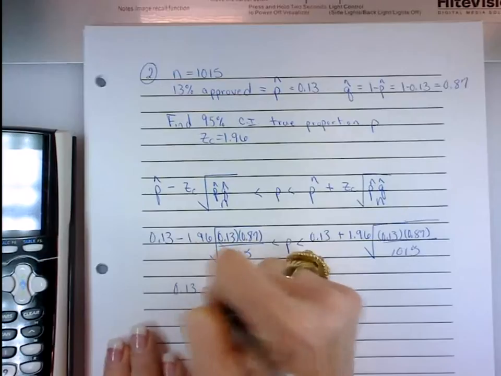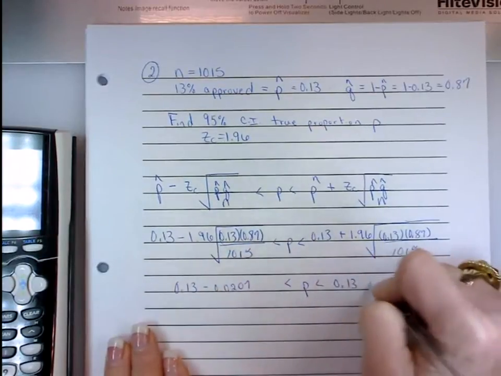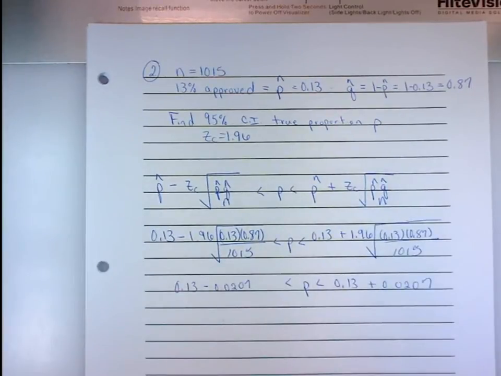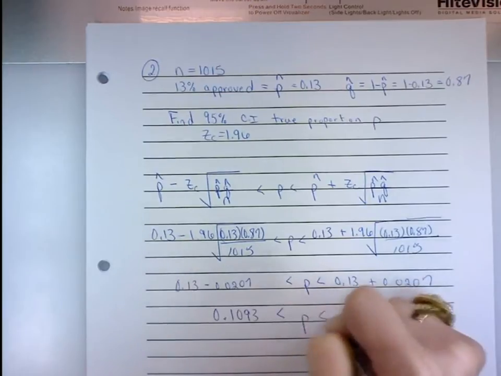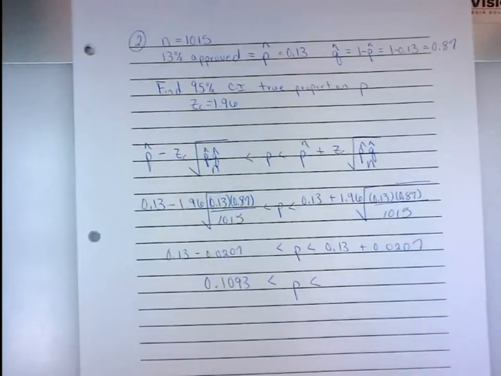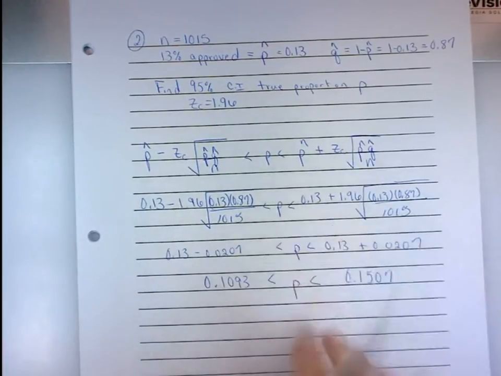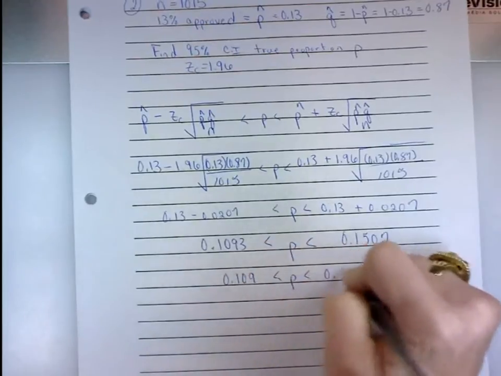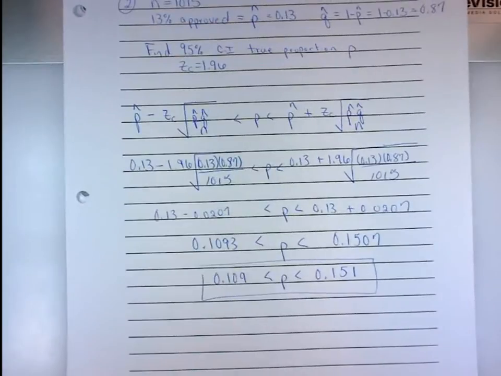0.13 minus 0.0207. That's your E. 0.13 plus 0.0207. Subtract from the 0.13: 0.1093. And add to it, 0.13 plus 0.0207: 0.1507. Round each to 3 places. 0.109 to 0.151. And you can also say 10.9% to 15.1%.